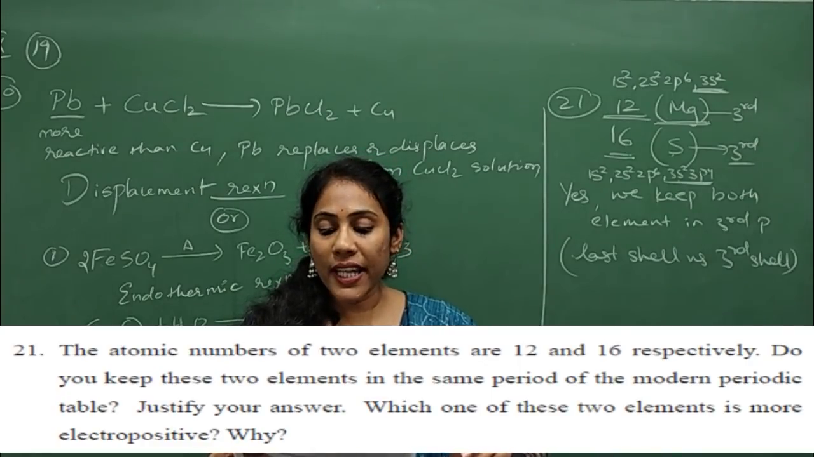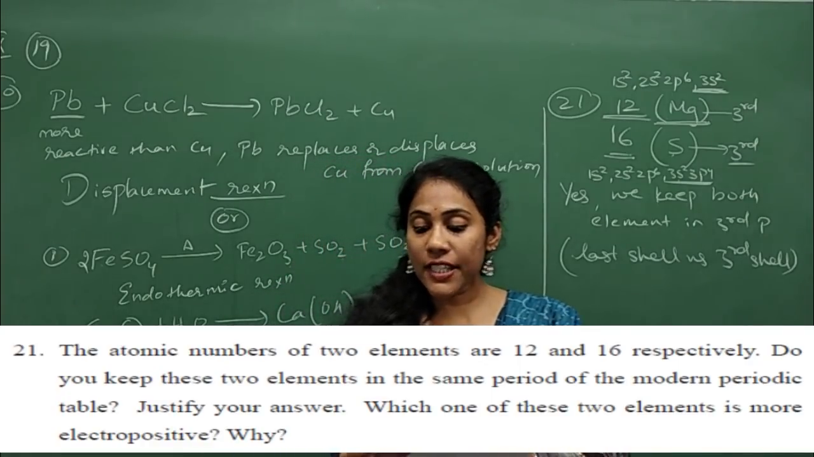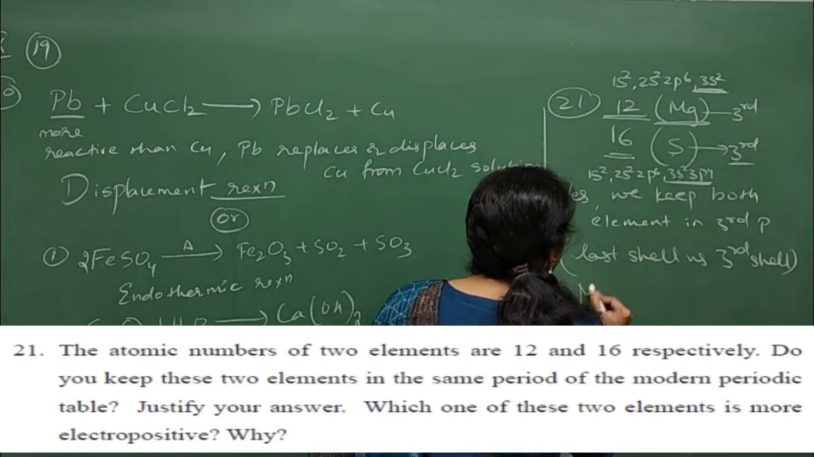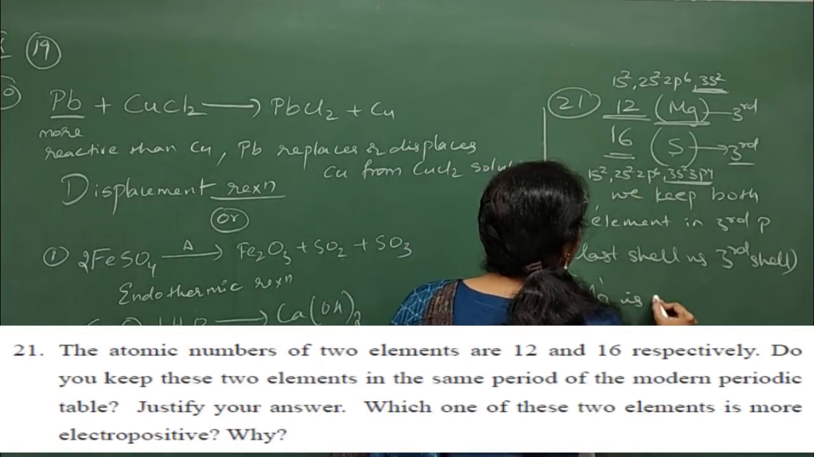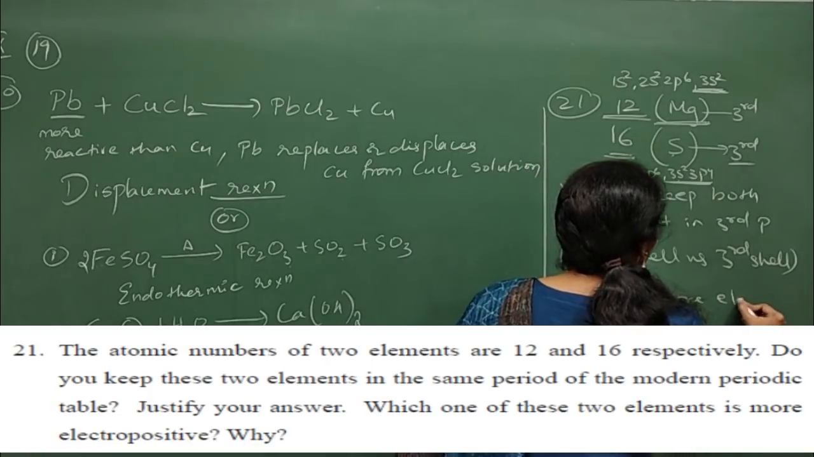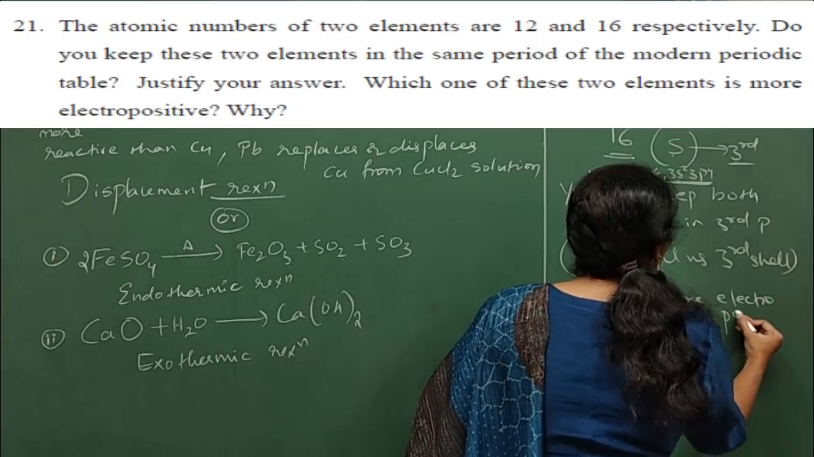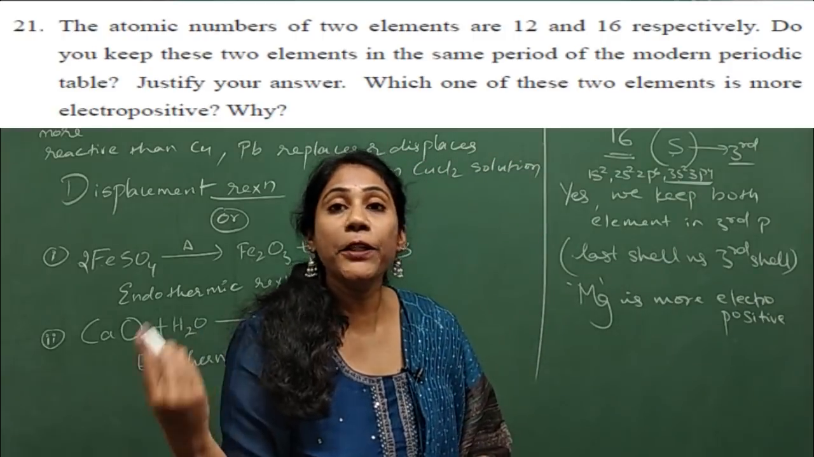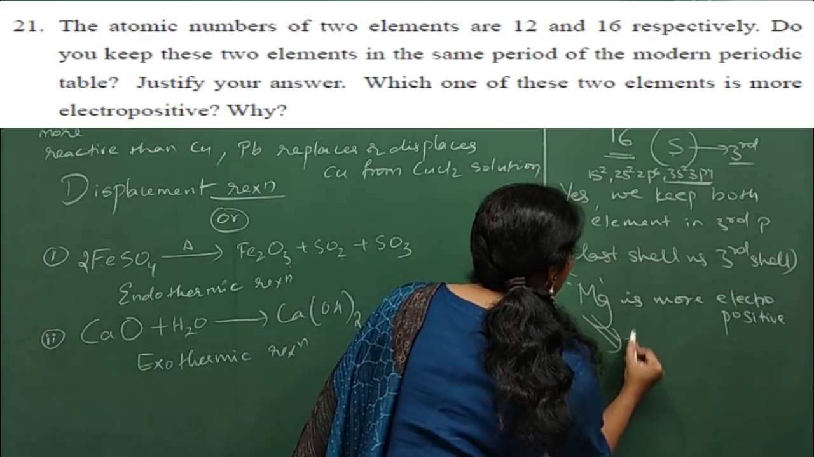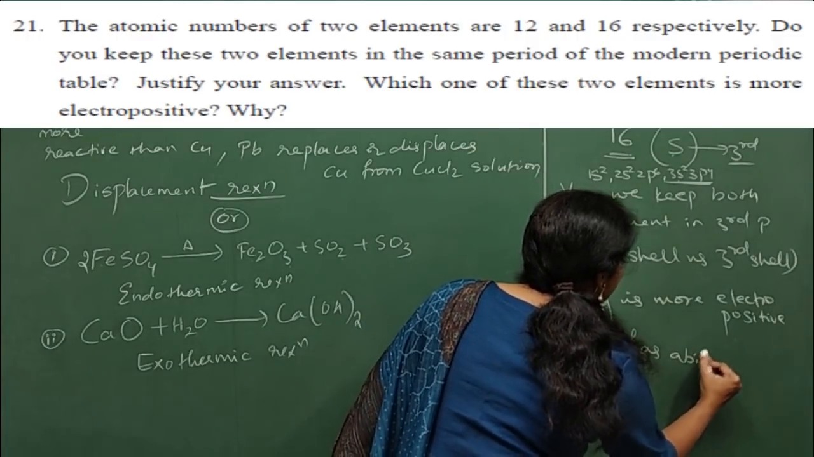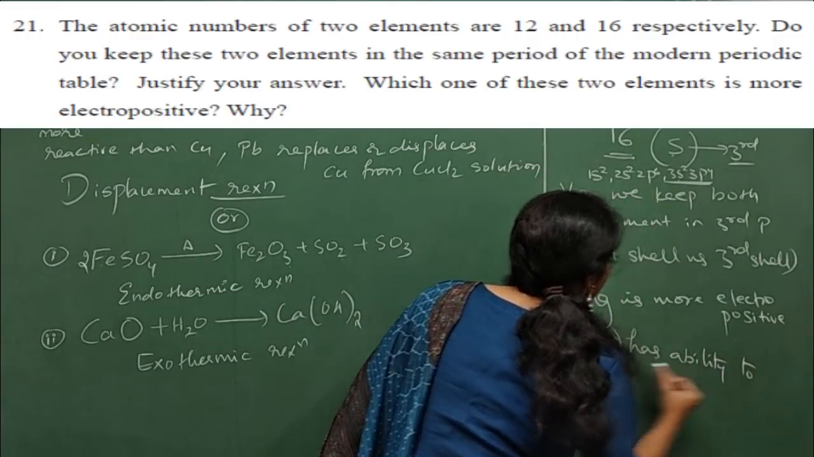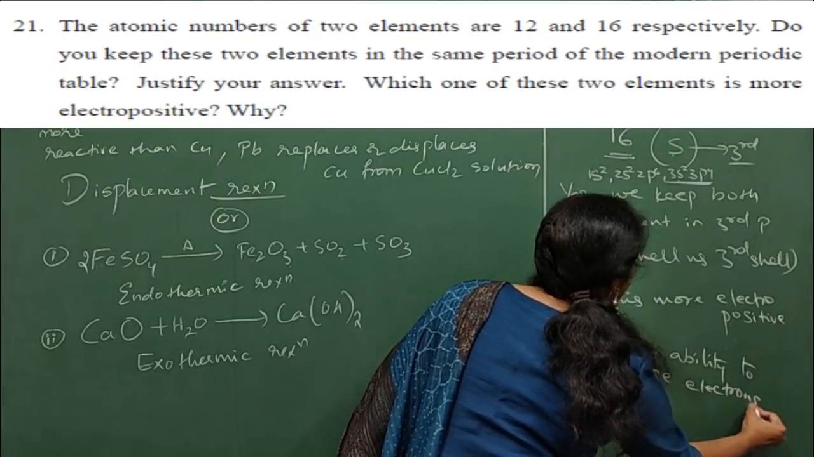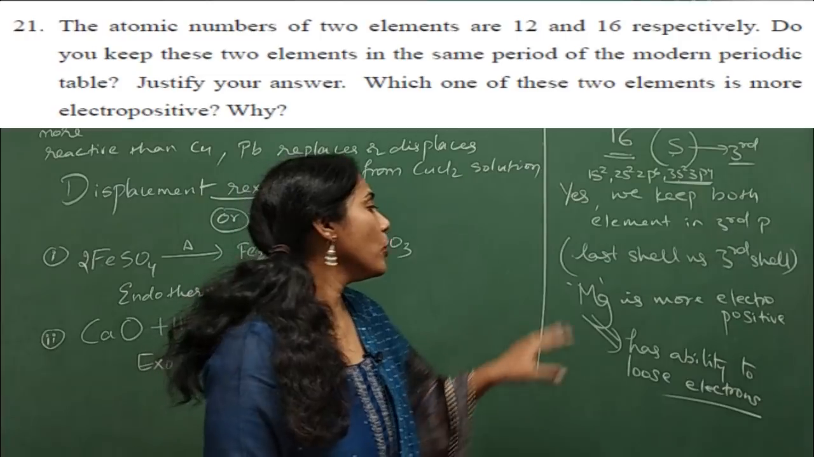Okay, and also they are asking you which one of these two elements is more electropositive and why. Definitely magnesium, right? So magnesium is more electropositive. Can you tell me why? Because it has the ability to lose electrons. So magnesium has the ability to lose electrons, right? So that is why we call this more electropositive.